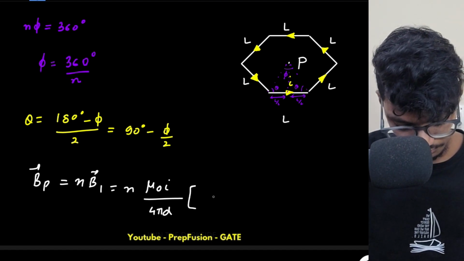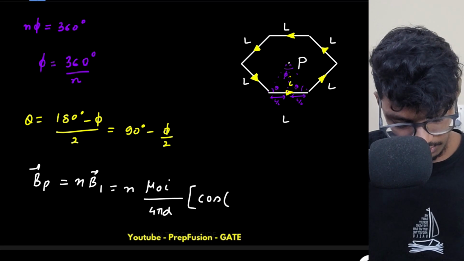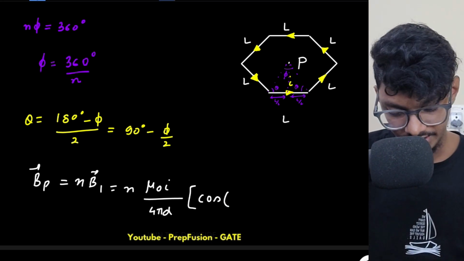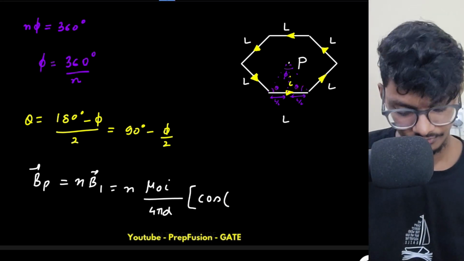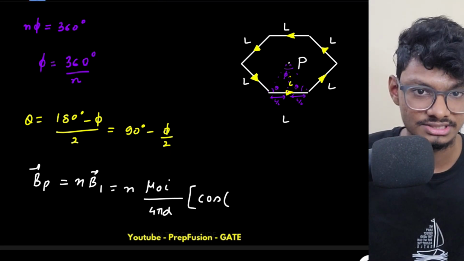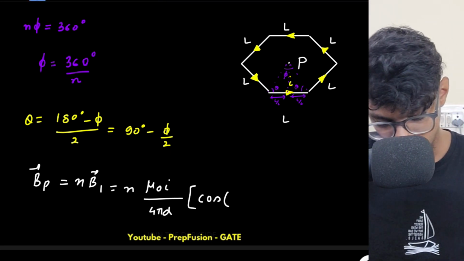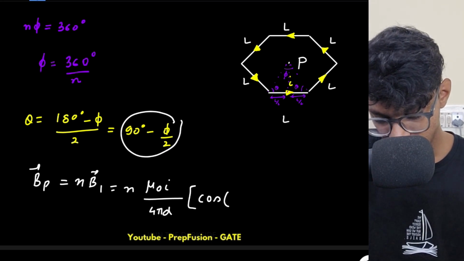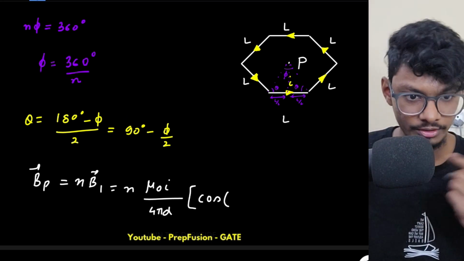This is equal to cos of alpha and beta. What is alpha? Alpha is theta, beta is theta. And what is theta? Theta is 90 minus phi by 2. And what is cos of 90 minus theta? Simply sin theta, right? So this will be sin phi by 2, 2 into sin phi by 2, right?